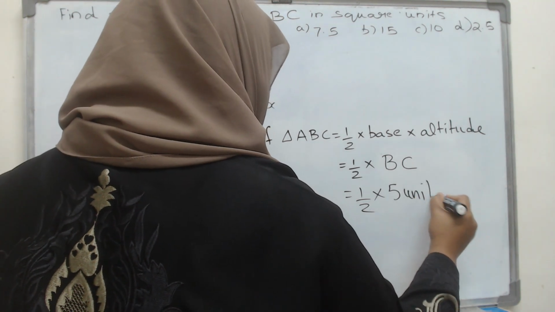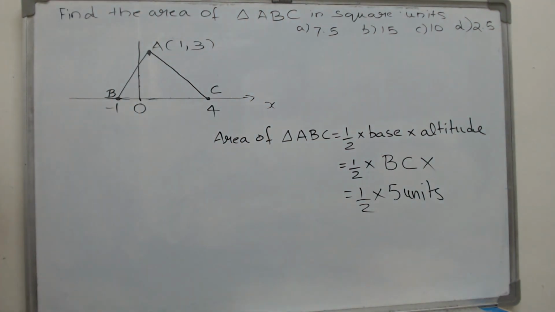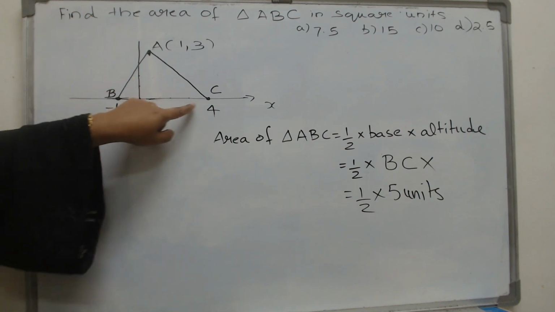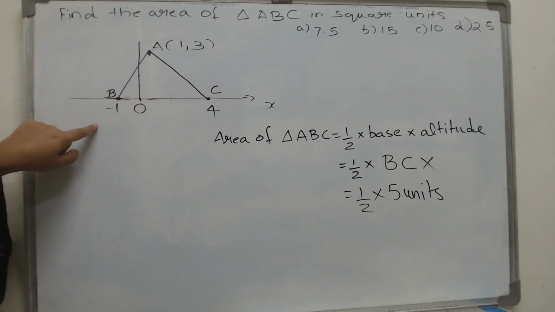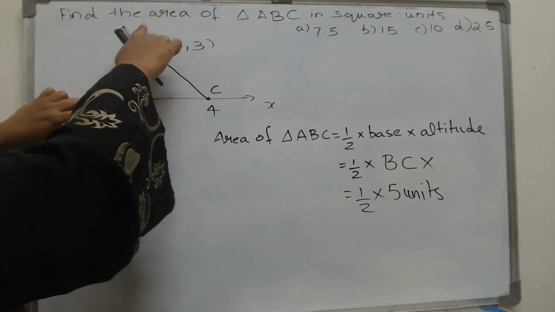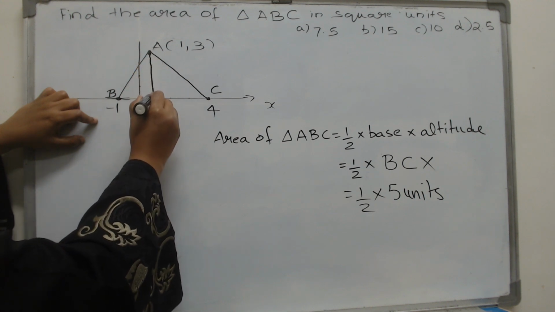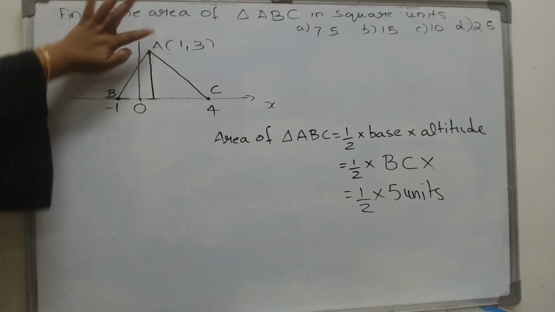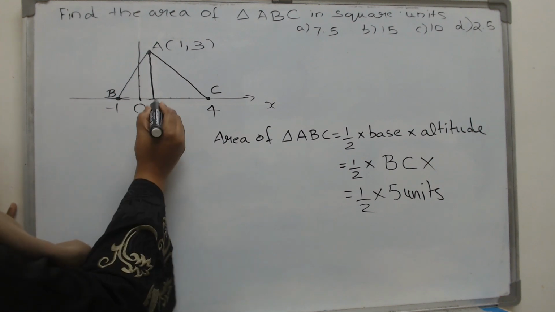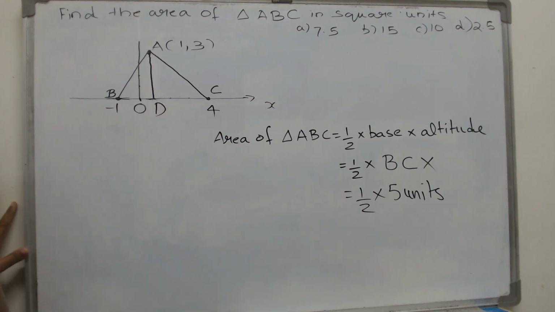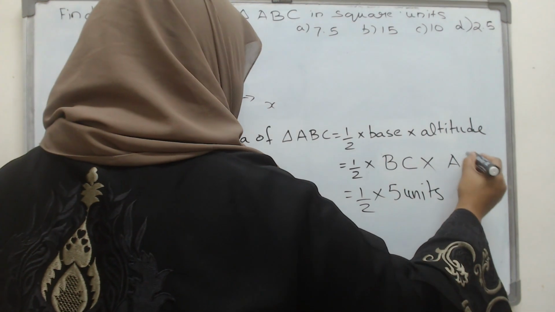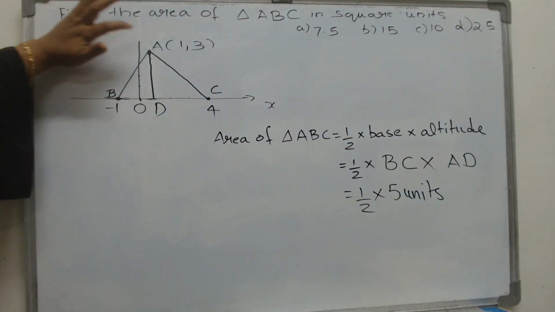Now what about the altitude? What is an altitude? Altitude to any base is actually the perpendicular line which connects it to the opposite vertex, or in other words, the perpendicular line from the opposite vertex to BC is called an altitude. Let us name it D. So what we have to find is AD.